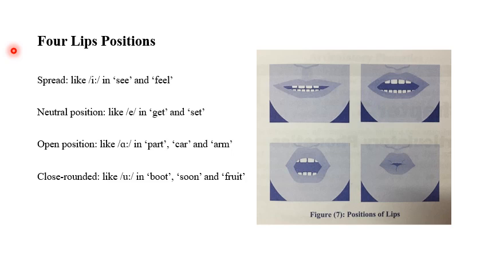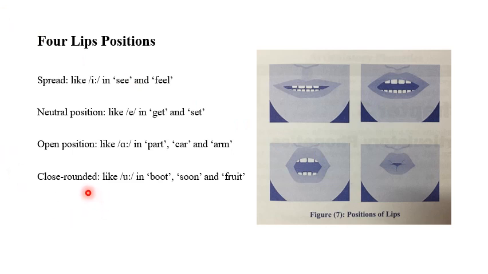Now, open position, which is the one here, it happens when we pronounce sounds like a, as in words like part, car, and arm. Okay, try to pronounce part, car, and arm. So, in an open position, your lips are held relatively wide apart, like this. They are apart from each other.